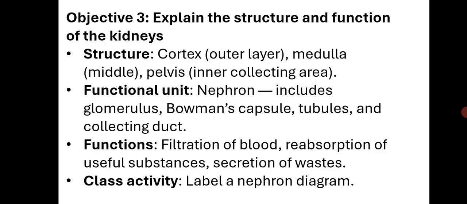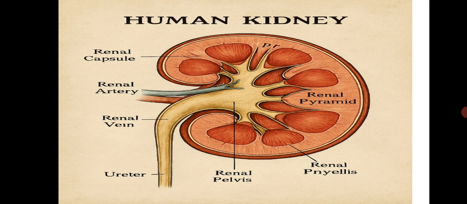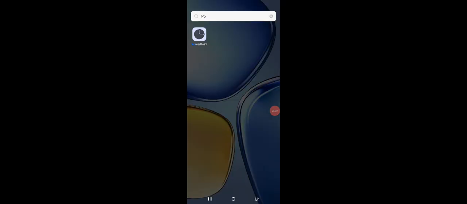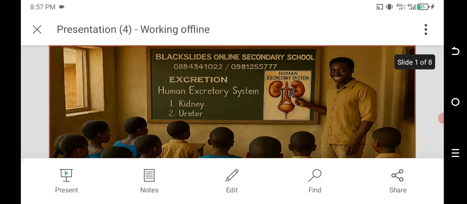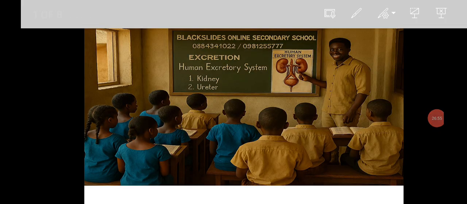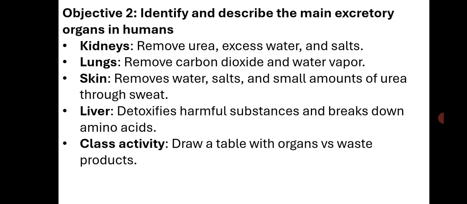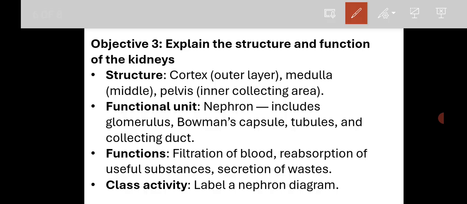I think earlier on I mentioned the fact that a kidney has a cortex, which is the outer layer. Yeah, so let's show that. All right, sorry for the crashing of my screen. These things happen, but welcome back anyway. So we're saying that the kidney has the cortex, which is the outer layer, then the medulla, which is the middle, and the pelvis, which is the inner collecting area.